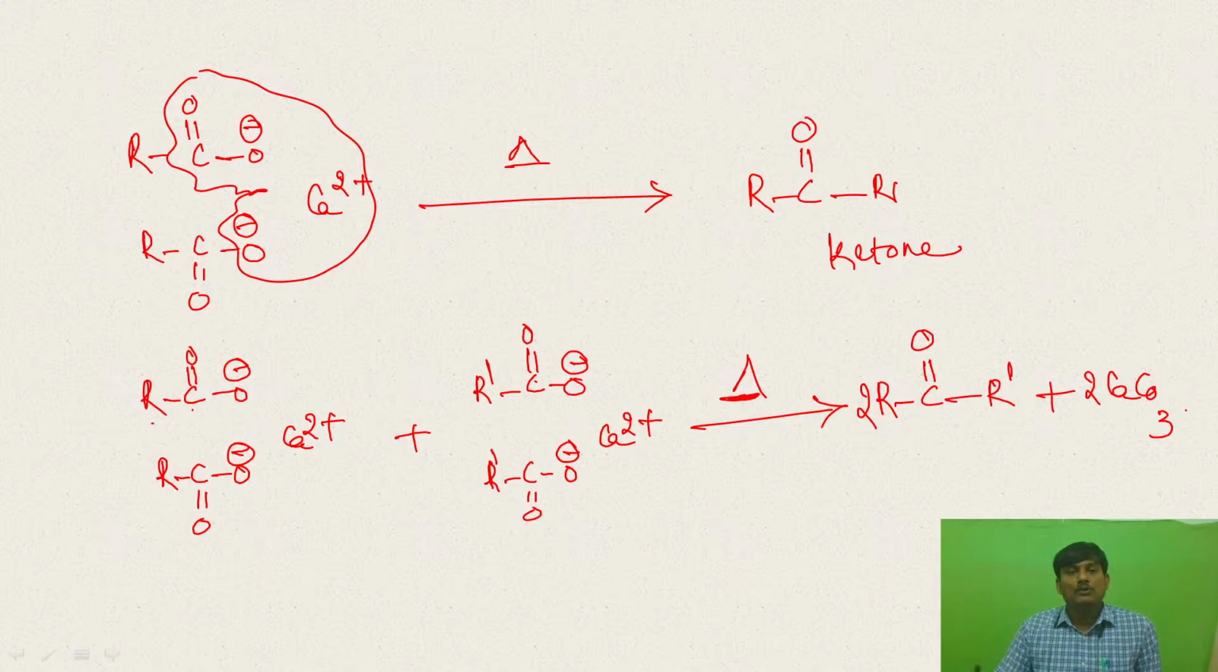This is about the preparation of aldehydes and ketones from acid chlorides, from 1,3-dithianes, by using nitriles, and also by using salts of carboxylic acids, that is calcium, strontium, and barium salts of carboxylic acids. Thank you very much.